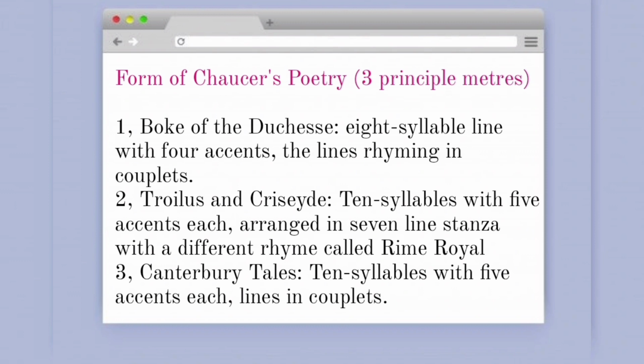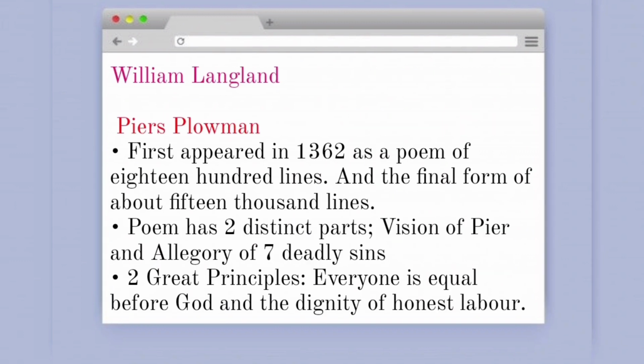Then let's have a look at William Langland. William Langland's famous work is Piers Plowman, and it first appeared in 1362 as a poem of 1800 lines. Later it was transferred through different hands, and its final form is about 15,000 lines. So this poem is actually an allegory of life, and we can see 2 distinct visions in this poem.